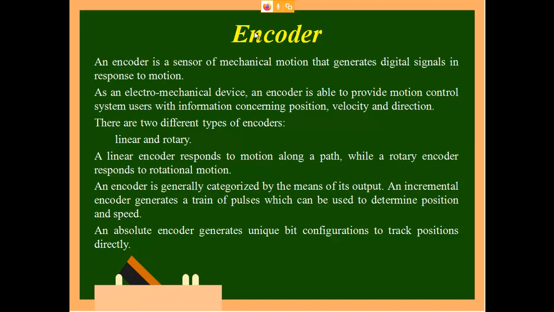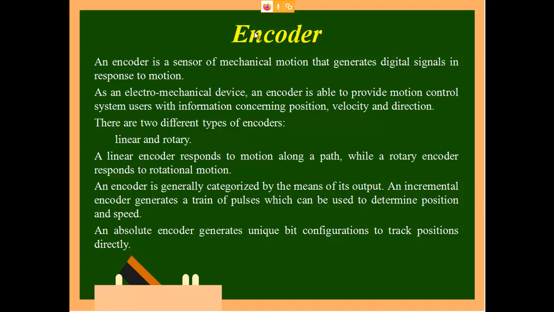Then we move on to the second topic of today's section, which is nothing but an encoder. An encoder is a sensor of mechanical motion that generates a signal. Till now what we have seen is linear motion, for which we have seen PIR and microwave. Now for angular motion, from one position to another, where motion is in terms of angle, we will go for an encoder.